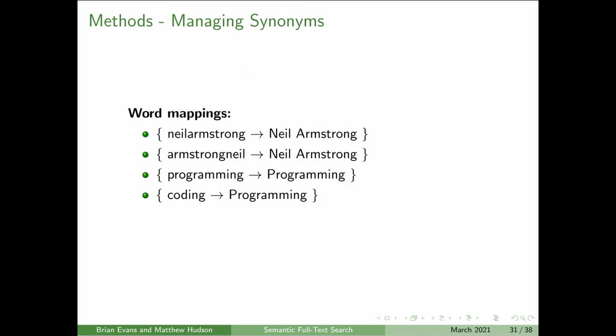The proposed method manages to deal with synonyms through the use of mappings, so individual words will be paired with an overarching word which encompasses all variations of that word. In an example the paper gives, the strings Neil Armstrong and Armstrong Neil will both be mapped to the same key, Neil Armstrong. Similarly, words like programming and coding could both be mapped to the same key, programming. So, this is how Bast and Buchhold's method manages to solve a number of the problems with full-text search.